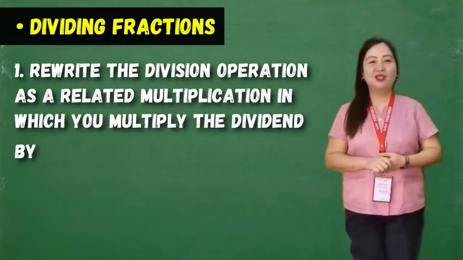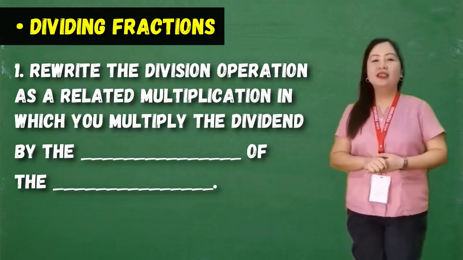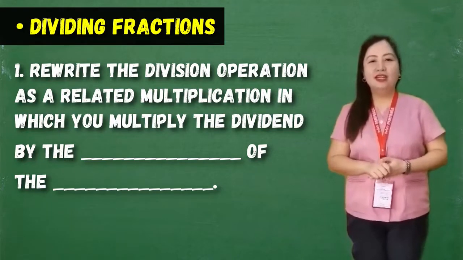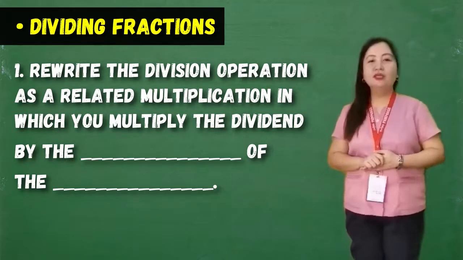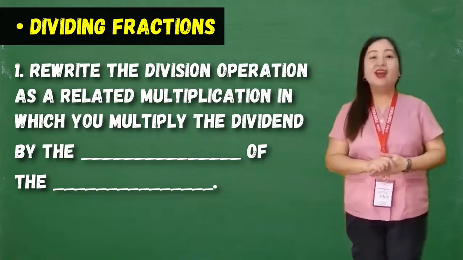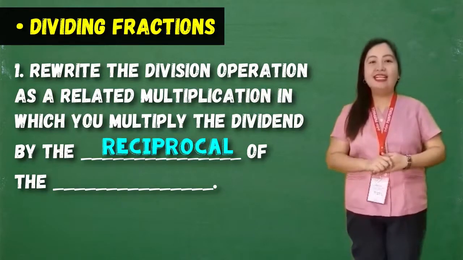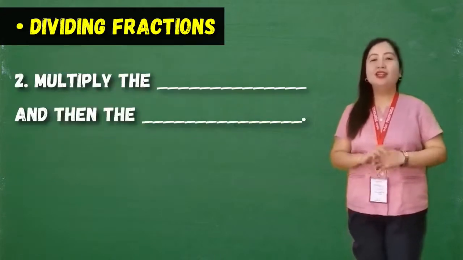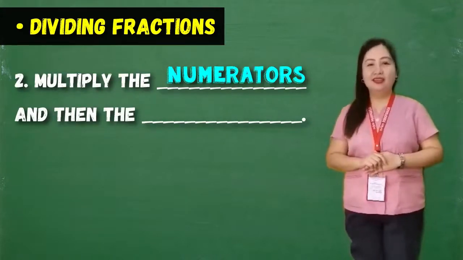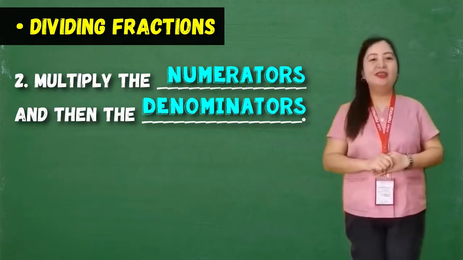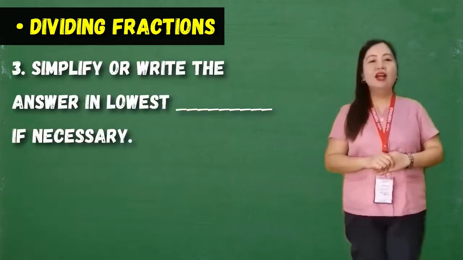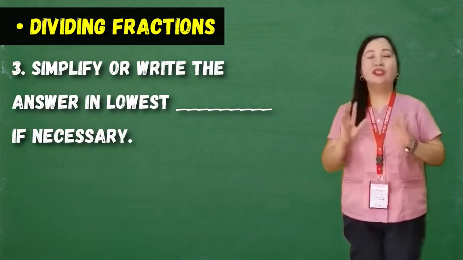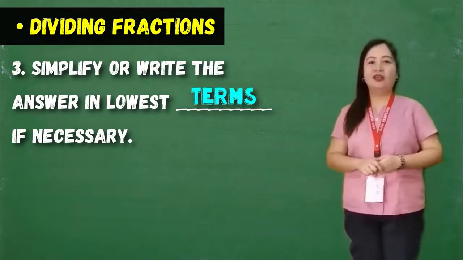In dividing fractions, number 1, write the division operation as a related multiplication in which you multiply the dividend by the reciprocal of the divisor. Number 2, multiply the numerators and then the denominators. And number 3, simplify or write the answer in lowest terms if necessary.